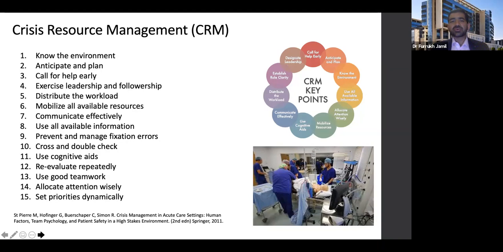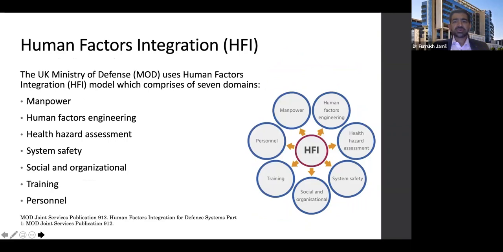But I personally found it very difficult to remember or memorize all of them, or to find an easy way to implement all of them in a very stressful situation. Certainly you can pick and choose individual elements from the CRM model and design your simulation scenario based on that, or during your simulation scenario you can have an objective about which particular areas we're going to focus on.